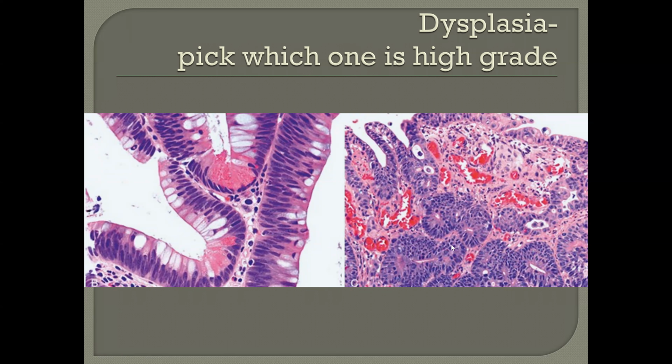Here we've lost the mucin. The nuclei have begun to round up, become more rounded. They're more crowded. The architecture begins to change, becomes more solid and convoluted, maybe even cribriform. And we may get other areas where we see more cytoplasm, suggesting even the possibility of early invasion.